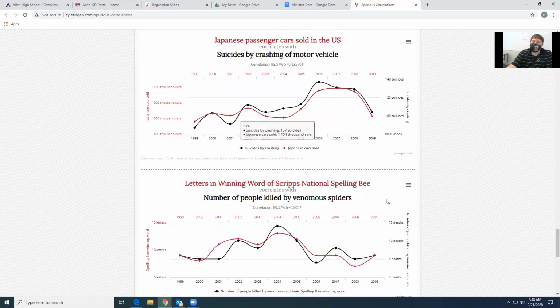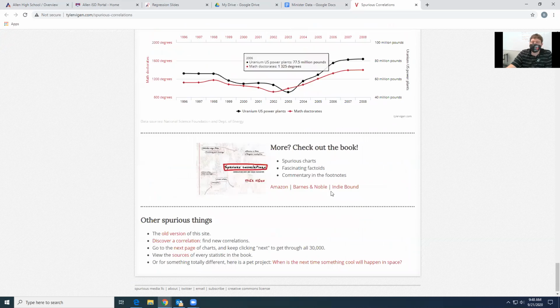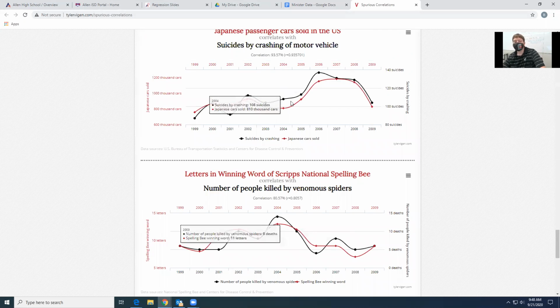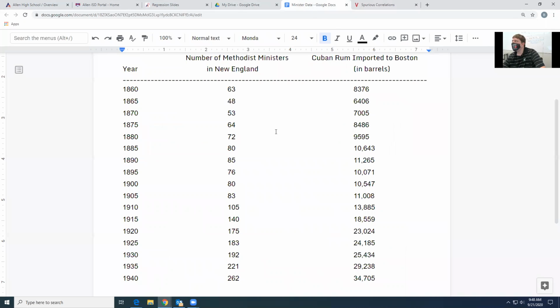So these are things to watch out for. There's a whole bunch of them on there. Spelling bee championships, math doctorates, blah, blah, blah. Anyway, you guys can check this out later so you can see. They correlate, they just don't cause each other. So you gotta be careful with your wording. Correlation means there's a relationship there, okay? Just like number of ministers and Cuban rum. There's a relationship there, but we're not saying one is causing the other one to happen. So just be careful with that stuff.